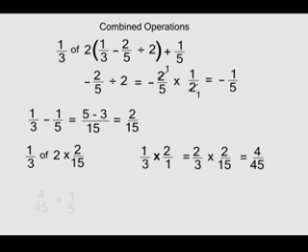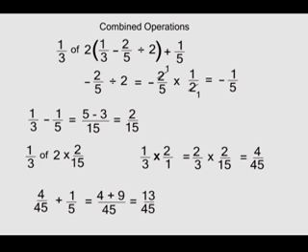We add this to 1 over 5. So 4 over 45 plus 1 over 5. LCM of 45 and 5 is 45. 45 into 45 once times 4 is 4. 45 divided by 5 is 9 times 1 is 9. 4 plus 9 is 13 over 45.